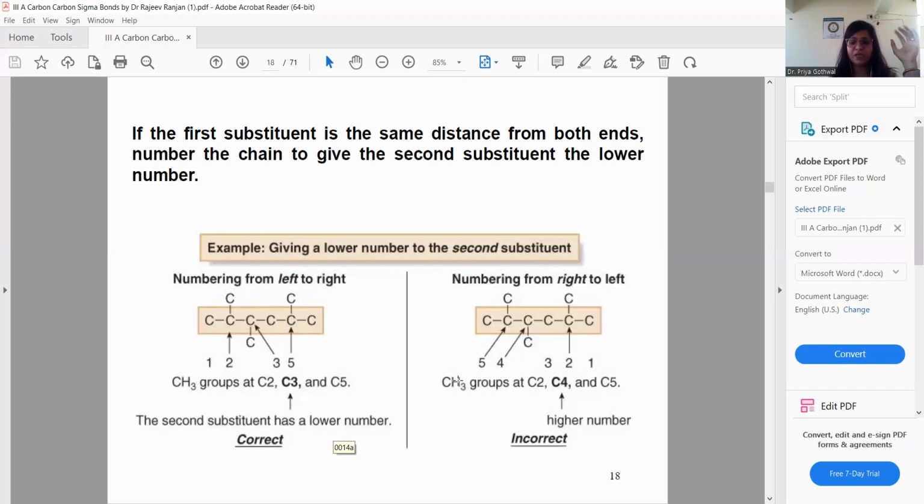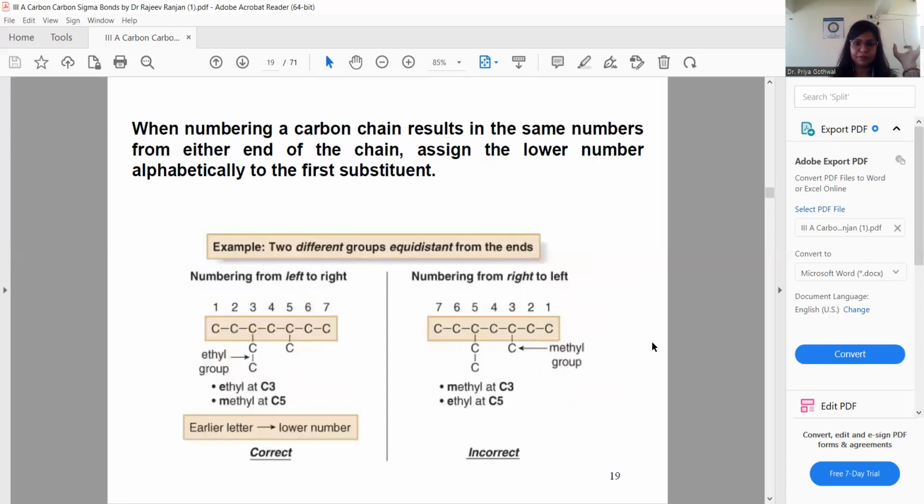If we numbered from right to left, then the CH3 group is at C2, C4, and C5. C4 has a higher number for the second substituent, which is the methyl group. This is an incorrect numbering of the compound. So we can see that the numbering of the second substituent must be the lower number.